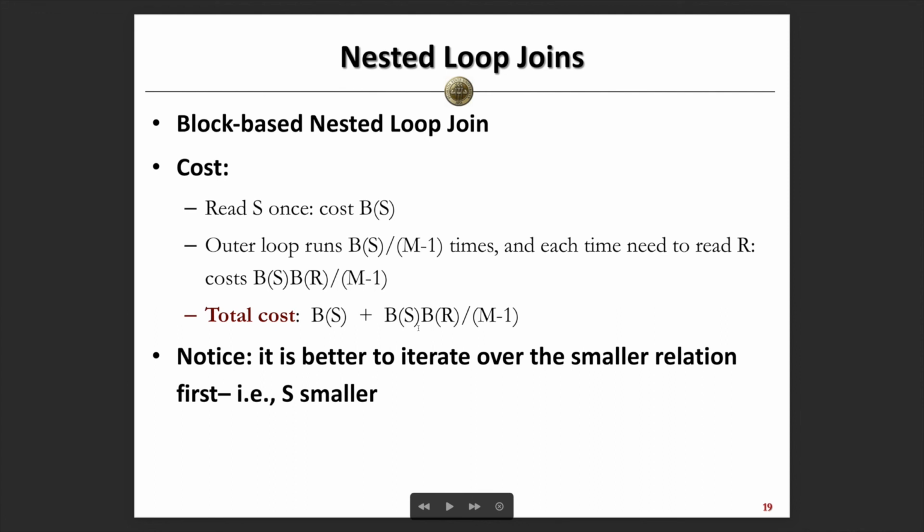It will be much smaller than the tuple-based joins we showed before, which is BS times BR, which is much larger than this one, right? Normally, we need to ensure this BS is much smaller than M minus 1. In other words, it is better to iterate over the smaller relation, this S. If S is smaller, then we can ensure BS divided by M minus 1 will be equal to 1, or smaller than 1. In other words, we only need to load it once, and we can ensure the algorithm is implemented in a much more efficient way.